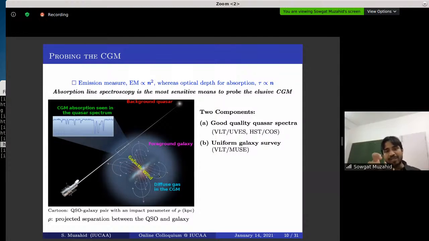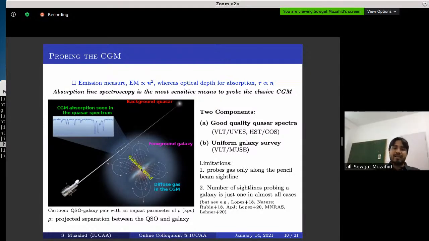How do we connect an absorption signature to a galaxy? It's a purely velocity connection. Once you know the redshift of the galaxy, for example, let's say the galaxy is at redshift 1, and the rest frame wavelength of Lyman alpha is 1215 angstrom, you know where to look in the spectrum, which wavelength to look at for the absorption signature. It's 1 plus z times the rest frame wavelength, as simple as that.